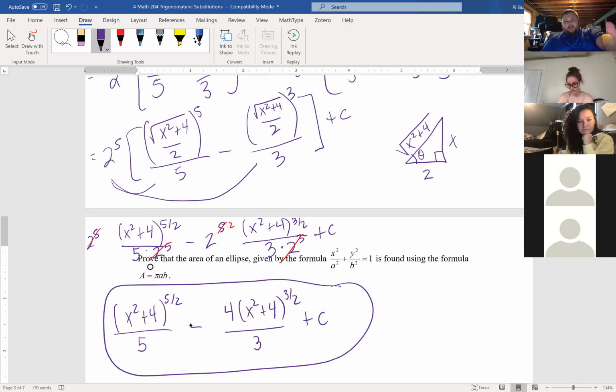So a question I get a lot is, why not leave that 2 to the 5th on the outside? Well, in this case, because another term had a 2 to the 5th in it and it canceled really nicely, it makes sense to just go ahead and get rid of it.